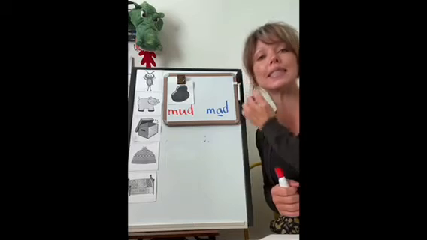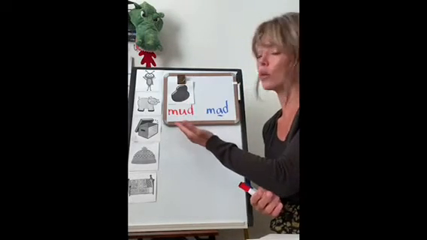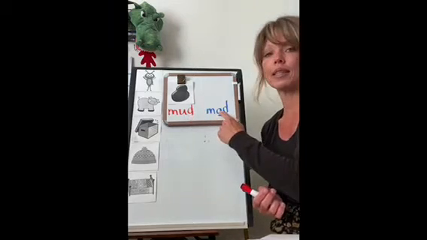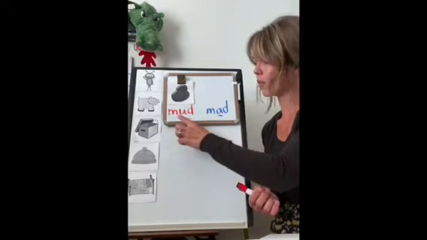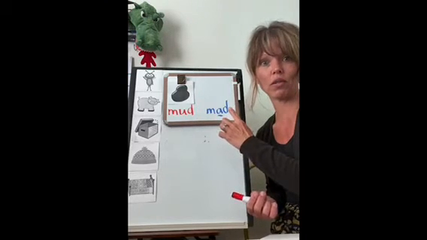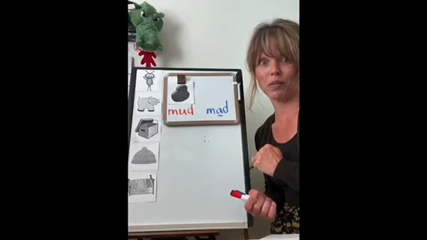So as you guys can see, you can change the original word that you're working with just by replacing the vowel. So we went from mud to mad. We just changed the vowel. You want to try this with some other ones?